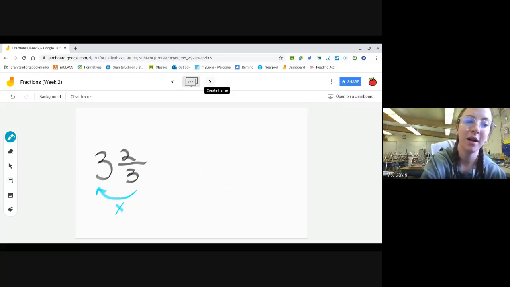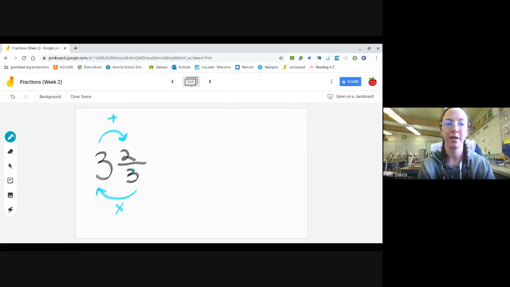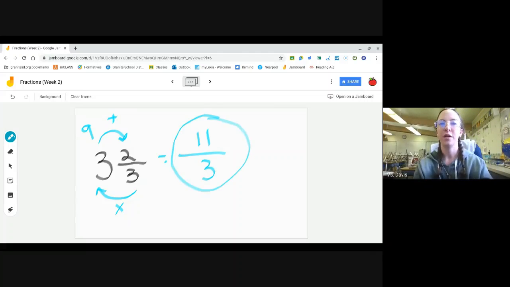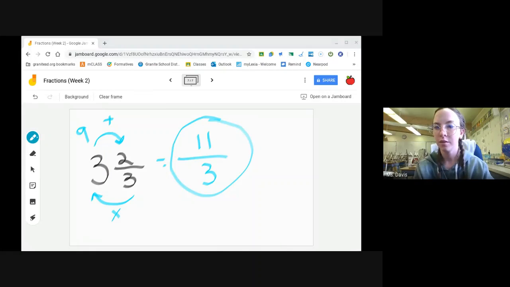Okay, multiply on the bottom, add on the top. 3 times 3 is 9. 3, 6, 9. And then 9 plus the 2 more, 9, 10, 11. That would be your new numerator. And then the 3, which is your denominator in your mixed number, stays your denominator in your improper fraction. And 11/3 would be your answer.